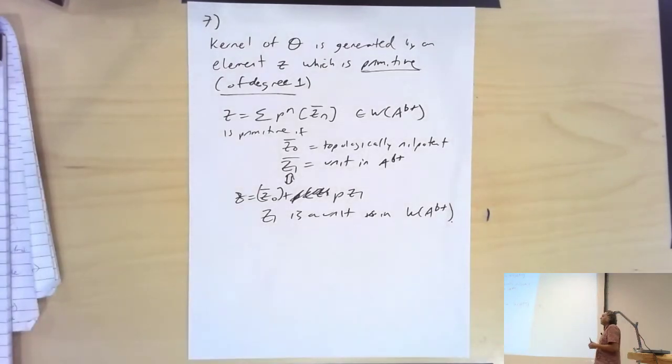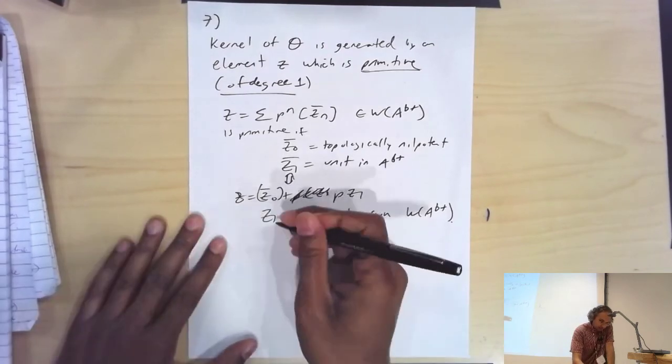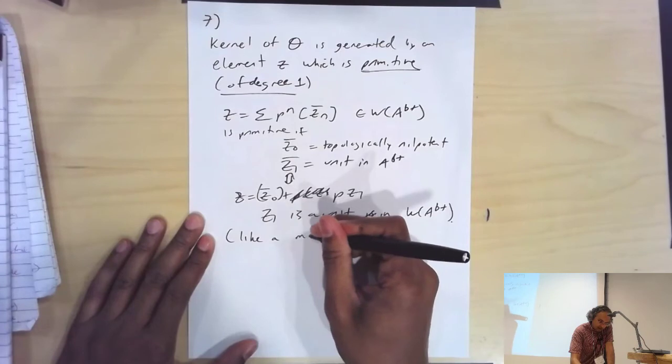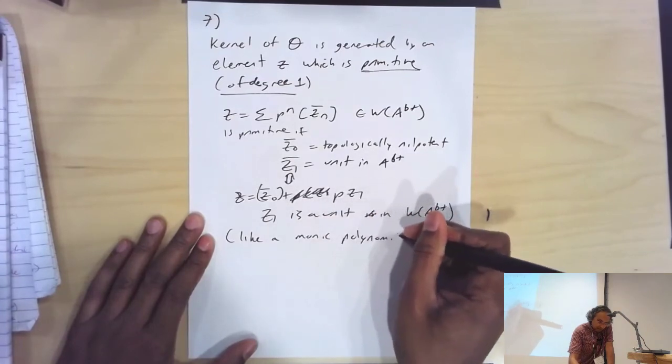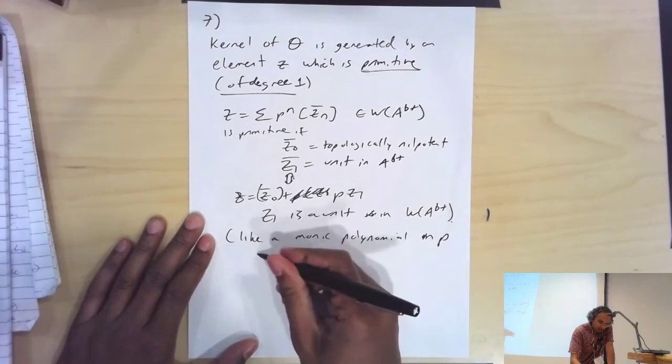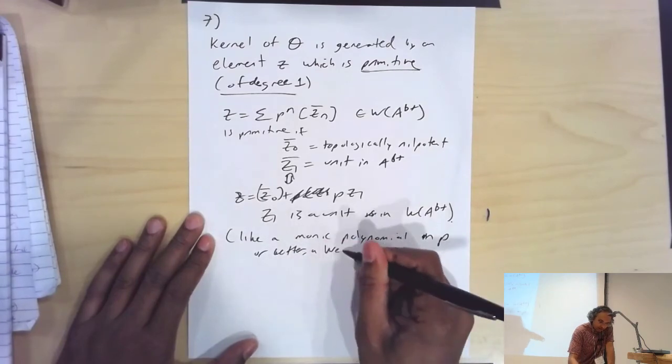So the way you're supposed to think about this definition, at least the way I would think about it, and it seems to work for me, so I do recommend it, is that remember, we're supposed to think about the Witt vectors as power series with coefficients in this characteristic P ring, and the series variable being P. So this is supposed to be like the analog of, if you want, either a monic polynomial or a Weierstrass polynomial or Weierstrass power series. So this is like a monic polynomial in P, or better, a Weierstrass polynomial of degree 1.